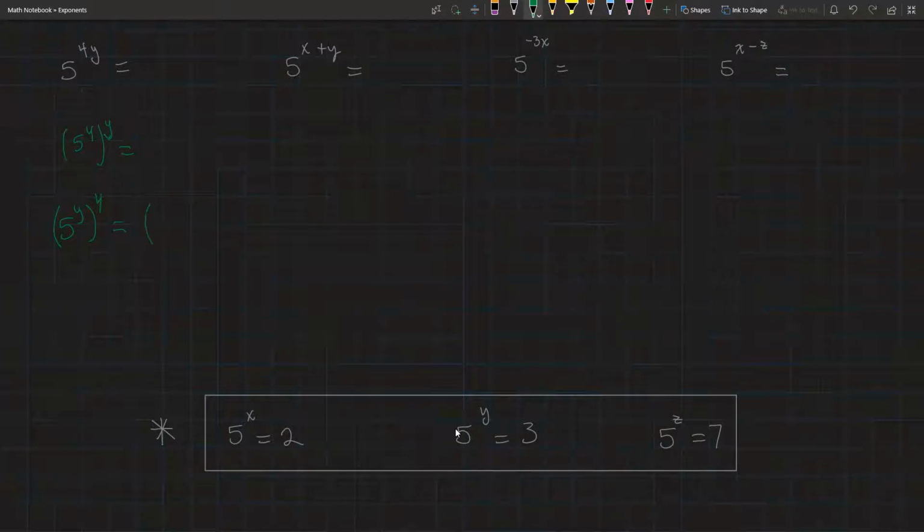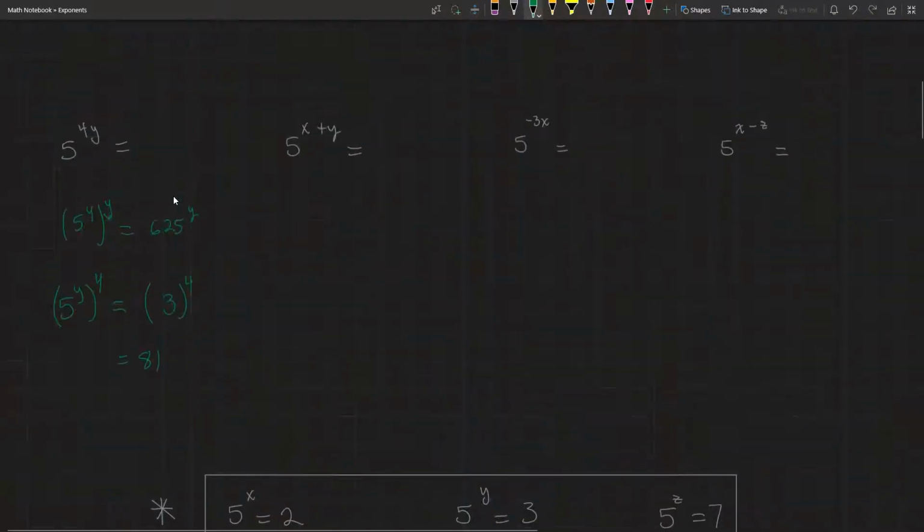This one right here is 5 to the y, which is 3, and then raised to the 4th power. So this is 5 to the y to the 4th power, that's 81. So 81 is the same as 625 to the y. That wasn't part of the puzzle, but given those conditions, those are the same, but what we wanted is 81. I just thought it was pretty cool to show that 625 to the y is the same as 81.